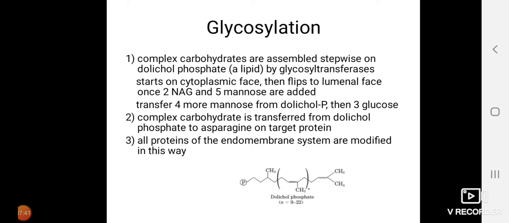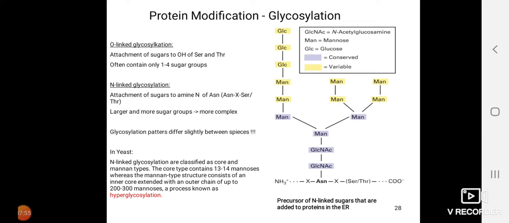So finally, once the primary sugar tree is constructed onto the dolichol phosphate, this whole construction happens on the cytoplasmic side of the endoplasmic reticulum, and then this dolichol phosphate flips into the luminal side of the endoplasmic reticulum. So you can see this is the sugar tree which I was talking about, having N-acetyl glucosamine, mannoses, and then glucose units.